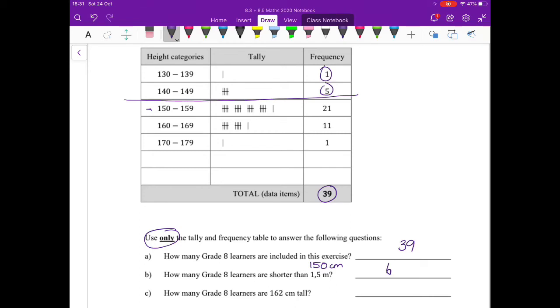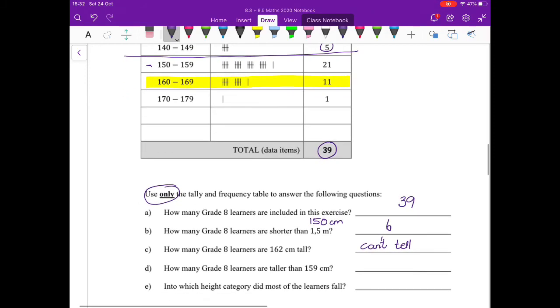How many learners are exactly 162 centimeters tall? Well, we know that it would fit into this category, but unfortunately, with the grouped data, you cannot answer that question. So this one, you just say, can't tell. And the last few, how many grade 8 learners are taller than 159? So in other words, that is my cut-off, and it is going to be these learners here, which is going to be 11 and 1 is 12. So 12 of them are taller than 159.